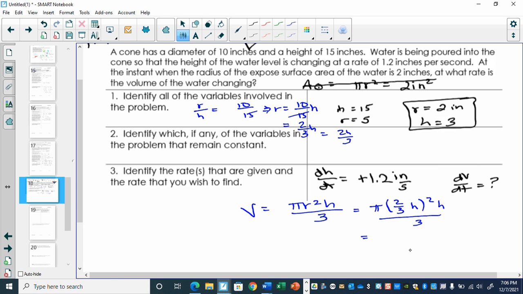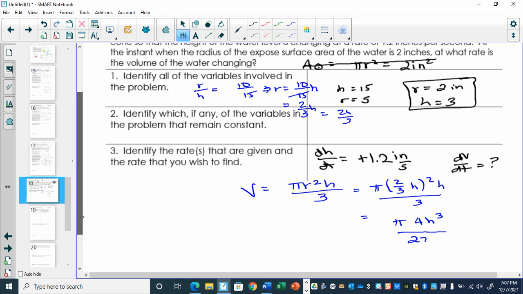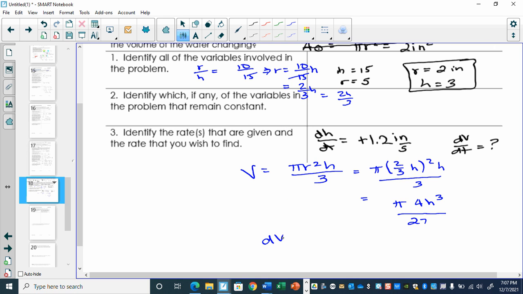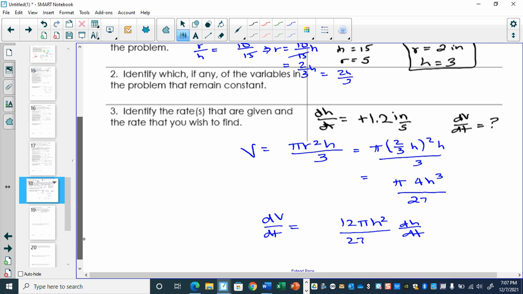This equals π times 4h, and that's cubed, and that 3 becomes 9, and it's going to drop down and become 27. Okay, now I can get dV/dt. Okay, and this is going to work for me. So I get the derivative over here. I have 12πh squared over 27 dh/dt, and I have everything I need.